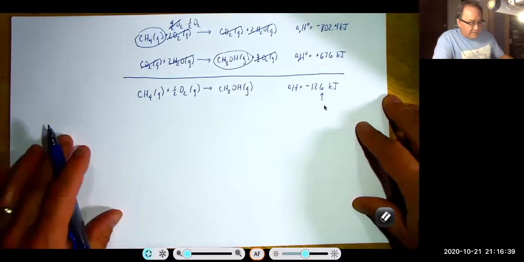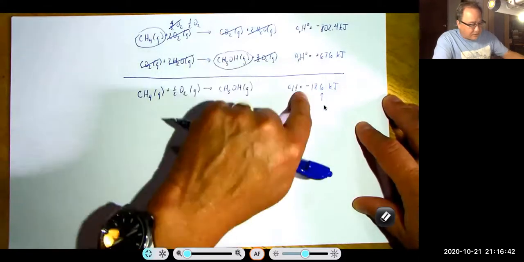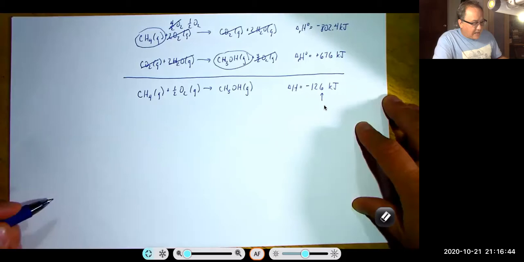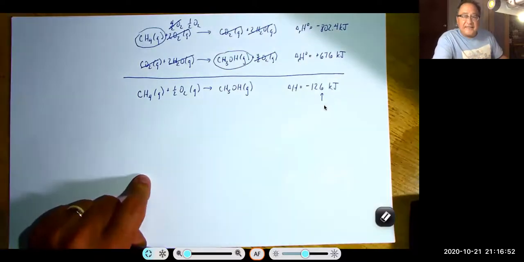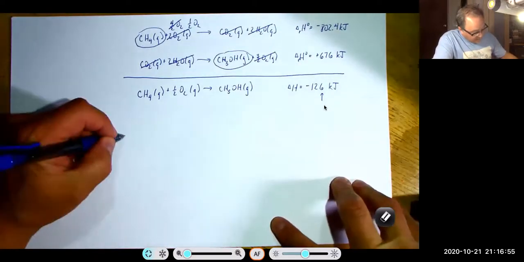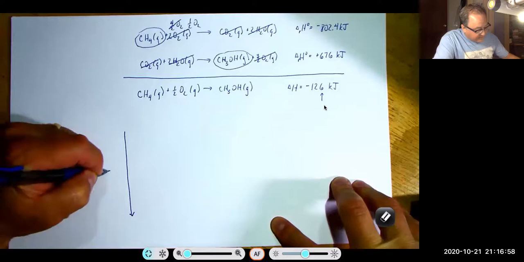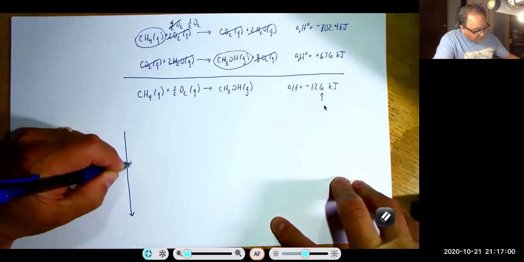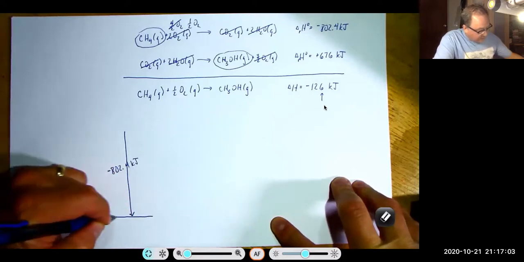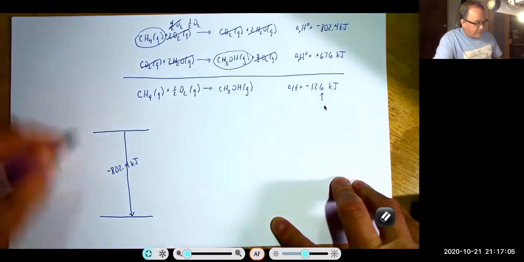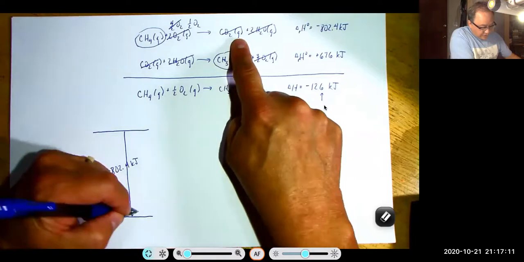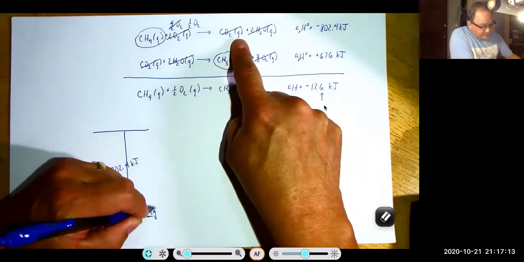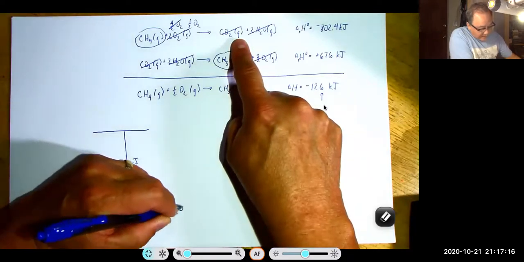To write the energy level diagram, I take a look at these numbers here because I want to use all three of these reactions. And I start with the biggest number. Do you see that the biggest number is minus 802.4? It's exothermic, so I'm going to draw an arrow that is negative 802.4 kilojoules long. And I'm going to put a little line at the bottom and a little line at the top. And according to this reaction, the arrow is pointing to the products, which are CO2 gas plus 2H2O gas.